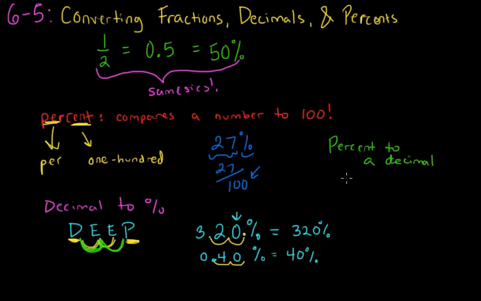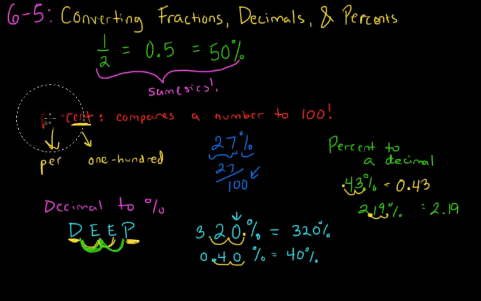So if I have 43%, and I want to change that to a decimal, I just take the decimal point, which is right there, and I move it 2 times to the left. 1, 2. So that's 0.43, 43 hundredths. Do one more. If I have, I don't know, let's say 219%, okay, I'm going to move it 2 times to the left because there's 2 E's in deep. 1, 2. It's going to go right there. So 2.19, 2 and 19 hundredths. All right, so let's clear this up a little bit.